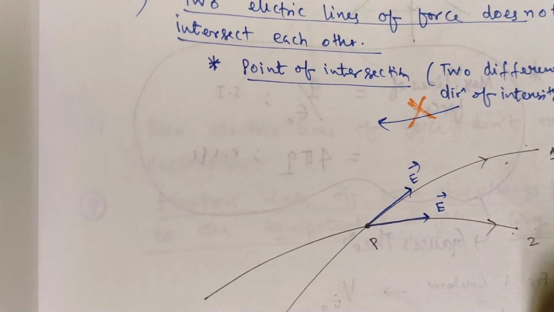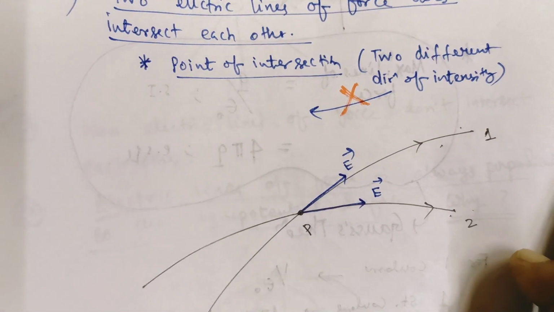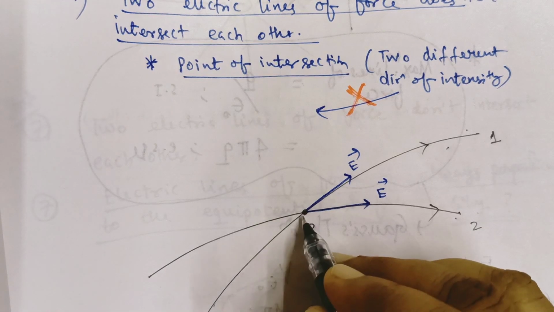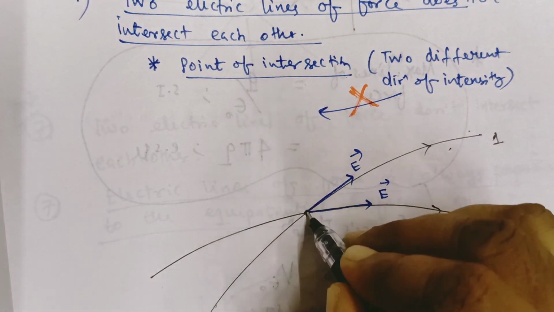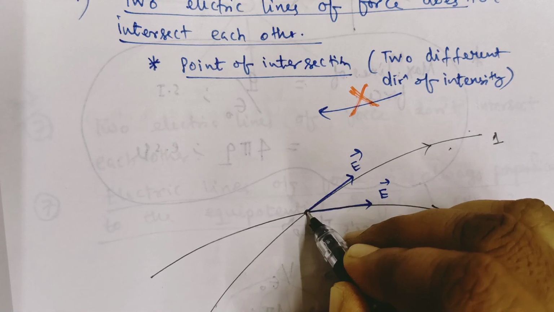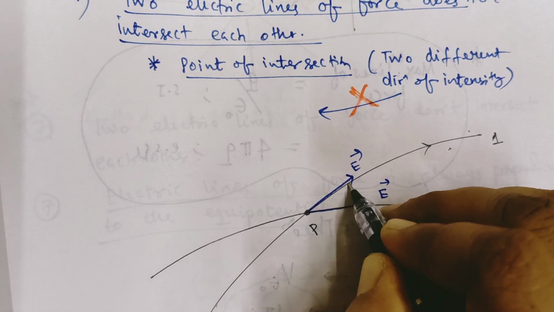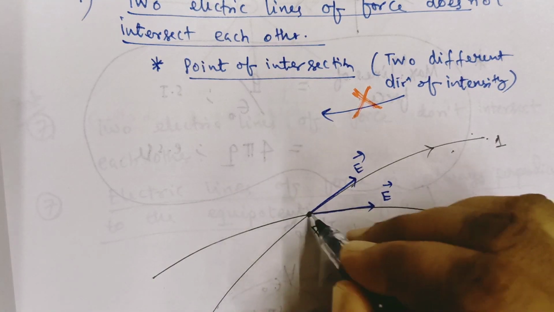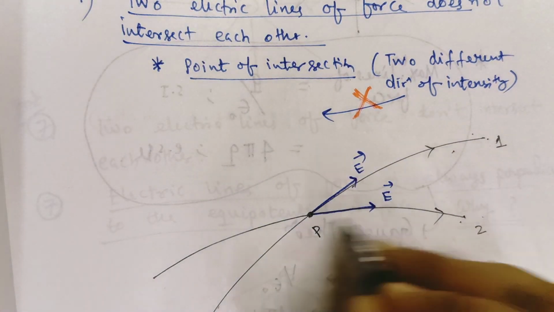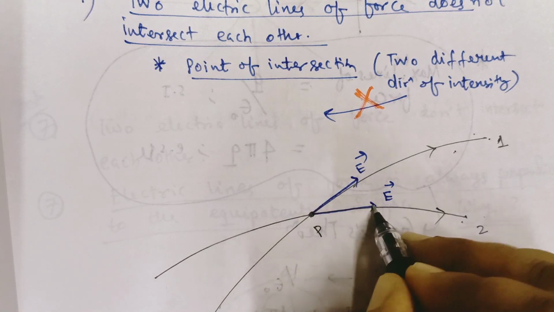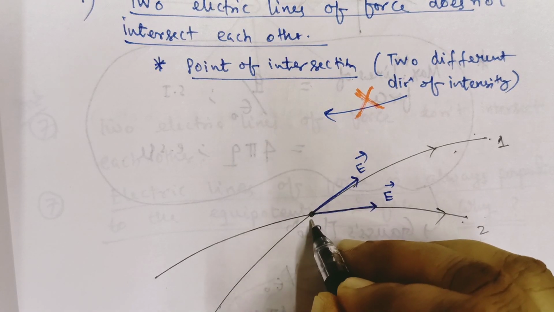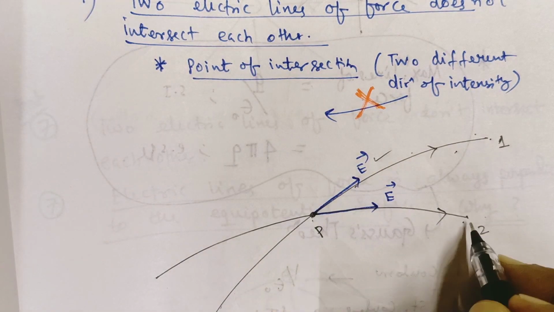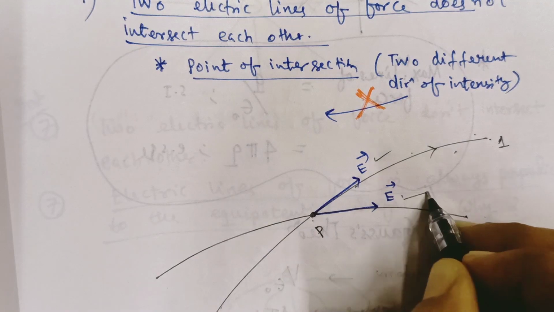You see, everywhere is correct, but at the point of intersection that is wrong. Why wrong? Now you said the definition that the tangent at every point on the lines of force represents the direction of electric field. Here you see this is the line of force number 1. This is the point P. Here the tangent is this one. For line of force number 2, the tangent is this one. So at the point P, from curve 1 the direction of intensity is in this way. From curve 2 the direction of intensity is in this way.